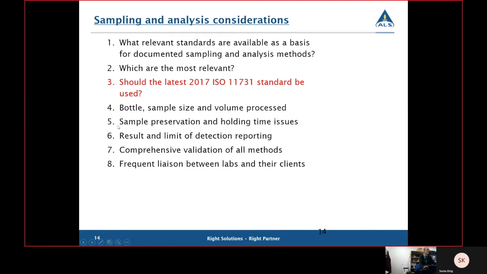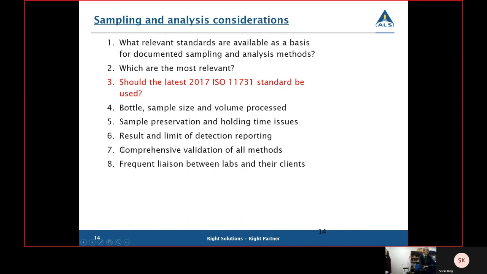We mentioned that. The sample preservation and holding time issues. It's obviously very important. As soon as you take your sample, the preservative must stop all microbial activity. Otherwise, if it's carrying on while it's being taken to the laboratory, the result is not fit for purpose. Also, the result and limit of detection reporting you need to be aware of.